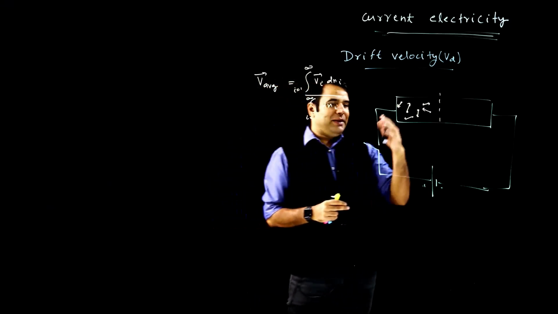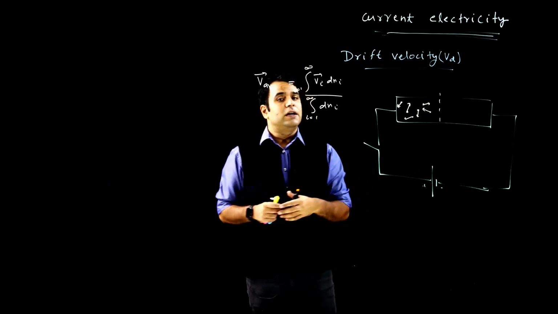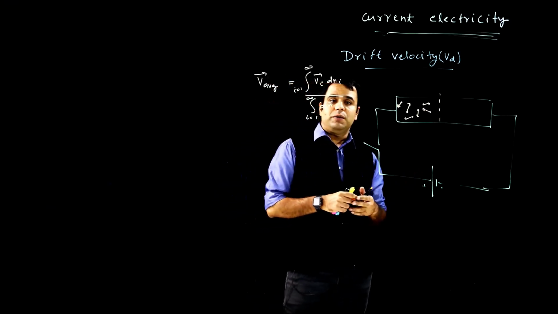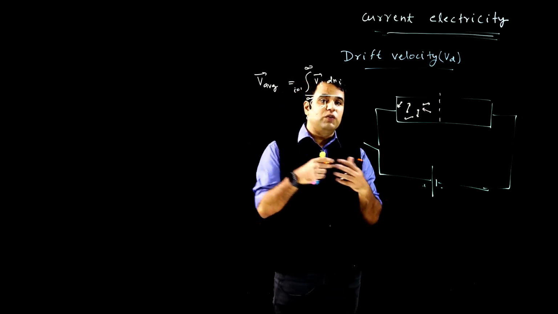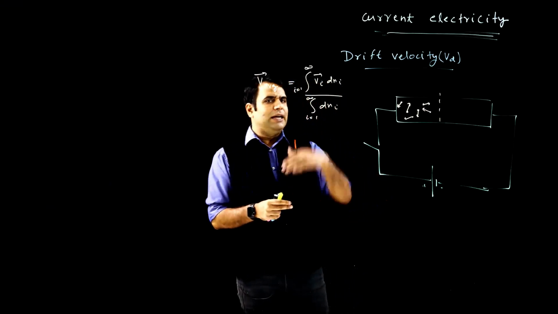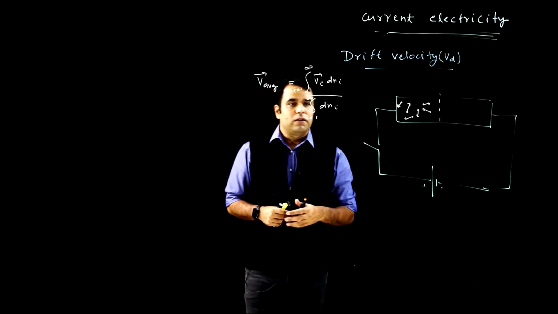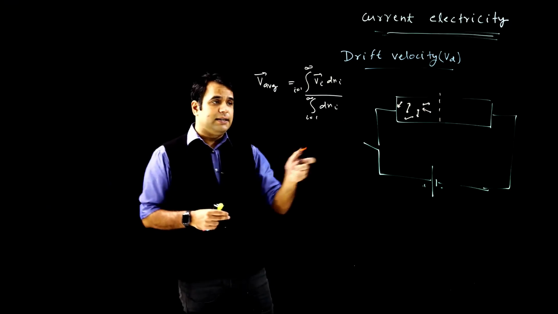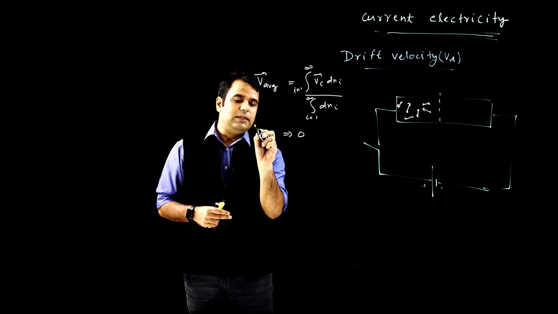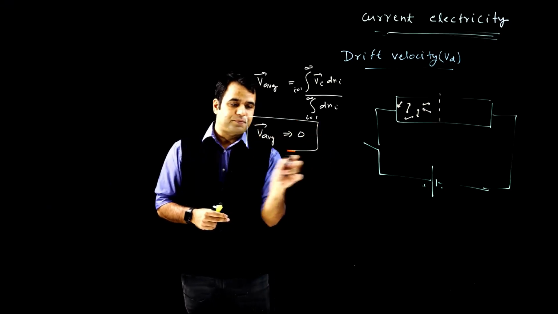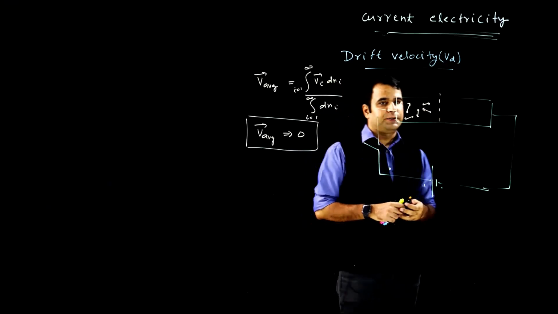There will be some n1 number of electrons moving, let's say, along the x-axis. There will be n2 electrons moving along the y-axis. There will be n3 electrons moving in any random direction. That's how it will go on. When you calculate the average velocity for all these electrons inside this conductor, it will come out to be 0, because the motion is completely random and there is no external influence on the electrons.